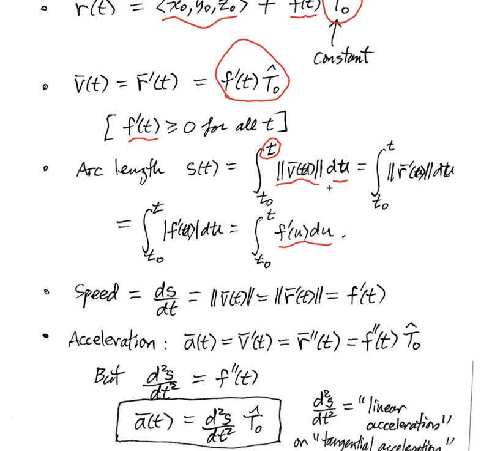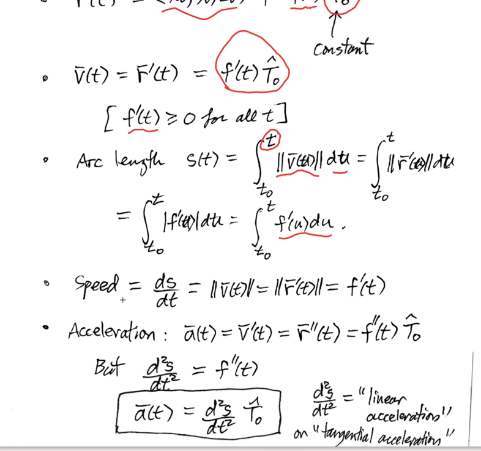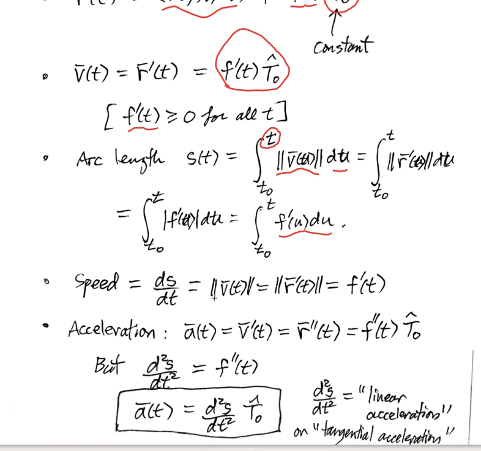Now the reason I'm doing this, let's see if this makes sense to you here, is let's reverse this for a second. Speed, what is speed? Speed, you all know, is a scalar, right? It's actually the magnitude of the velocity, so that's what I have written here. But it also means this. It's the rate of change of arc length with respect to time.